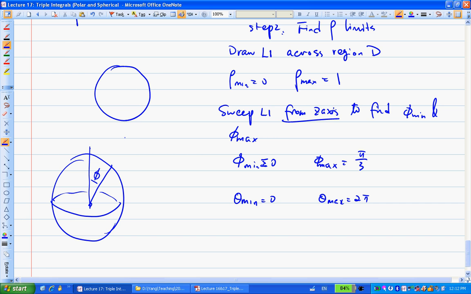So the whole idea is basically you don't over-sweep this solid. You only want to generate the solid. Now, how you generate a solid is a different issue here.